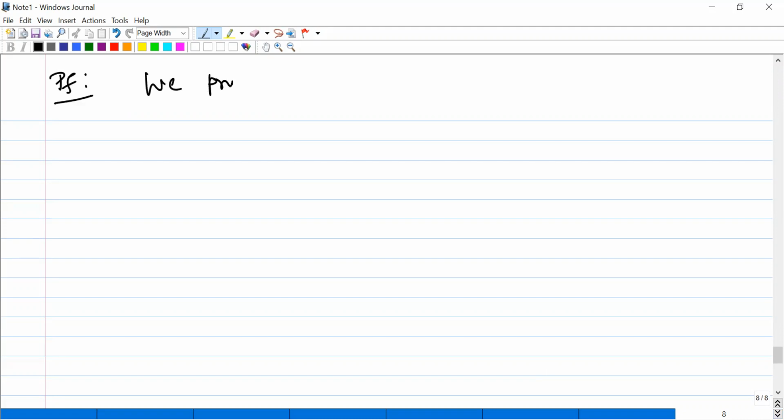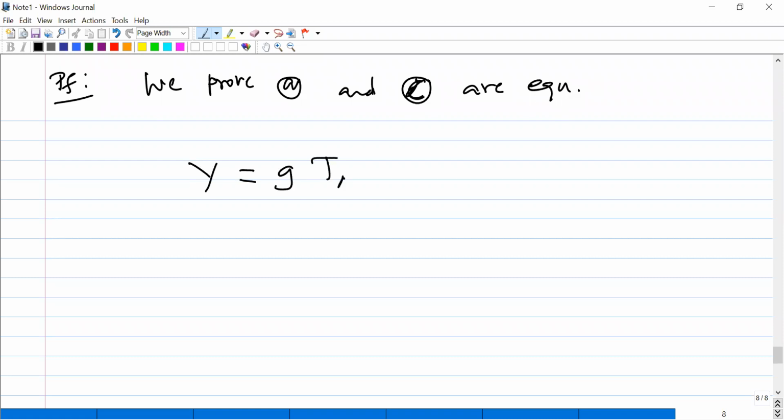We prove A and C are equivalent. So now I need to tell you how the generators will be changed, the dictionary between them. The conversion between the generators is given by: we take Y to be GT1, as before in the bright group. I'm just writing in parallel what will happen to X. Let me write it: X to be G check T1 inverse.